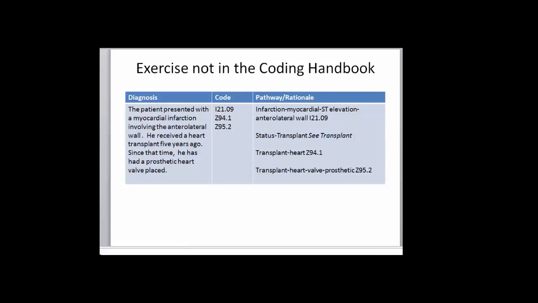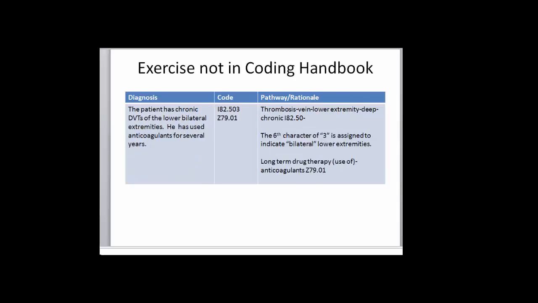Here I've included an exercise that's not in the coding handbook that deals with the status codes, the Z codes that are status codes, just to make you aware of using them occasionally and how you might use them. I included this exercise to be sure that you know to code the long-term use of an anticoagulant, just as you coded the long-term use of insulin when you were coding diabetes cases.